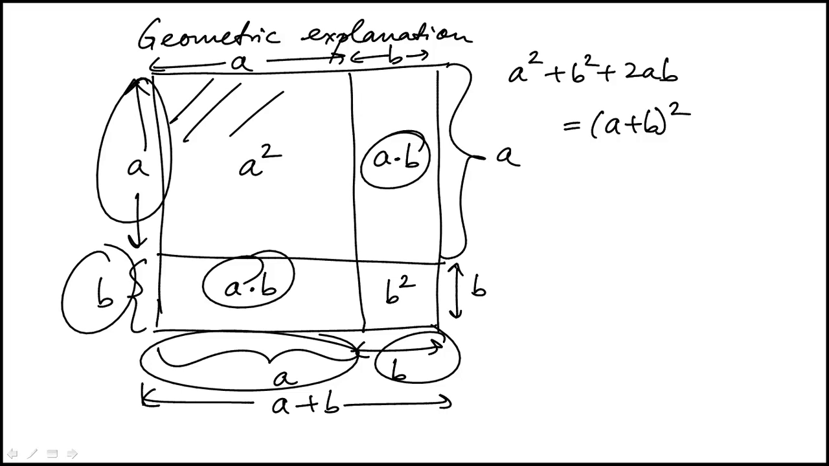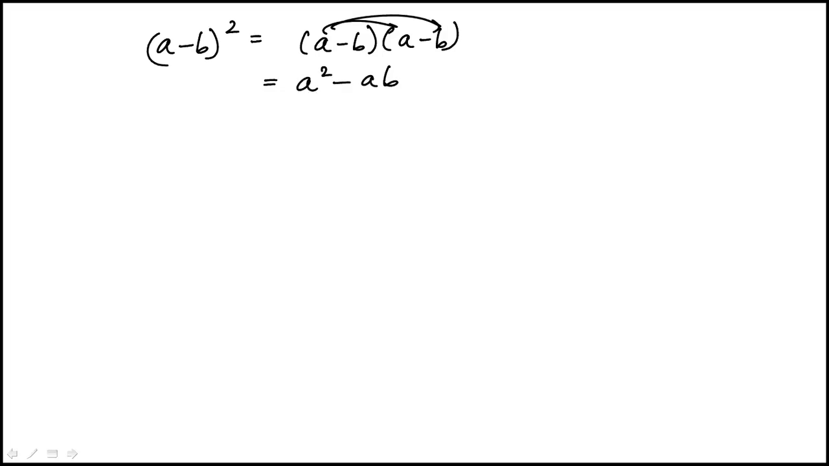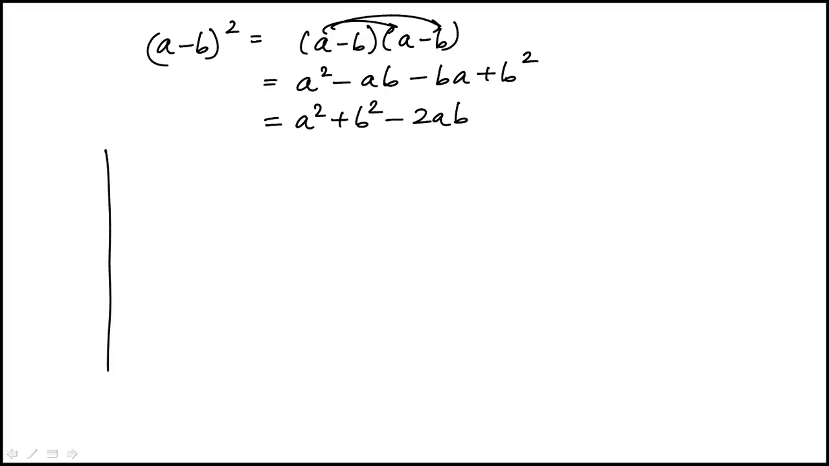The other identity is the difference, where instead of A plus B, it's A minus B. So that identity is A minus B squared, which is the same as A minus B times A minus B. If you do the expansion here, you're going to get A squared minus AB, that would be the second term, minus BA plus B squared. And so the only difference is that instead of plus 2AB, you get a minus 2AB. And we can also visualize this geometrically.